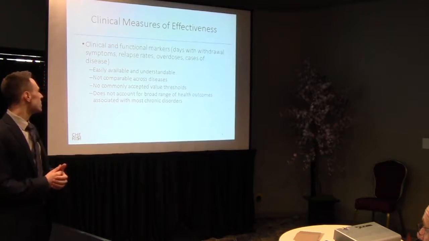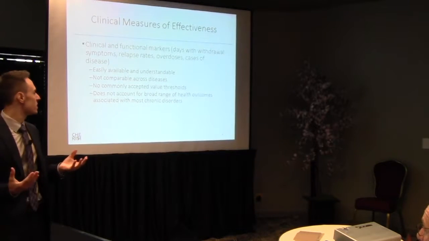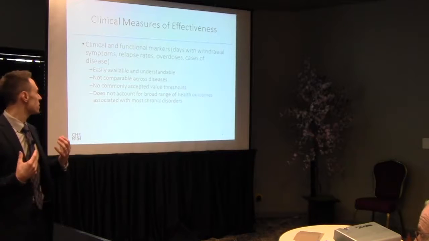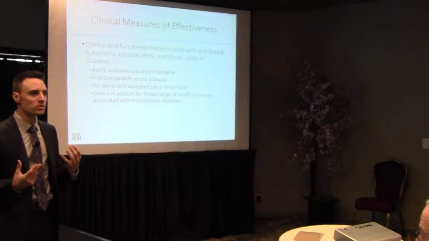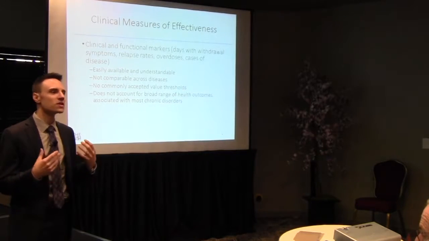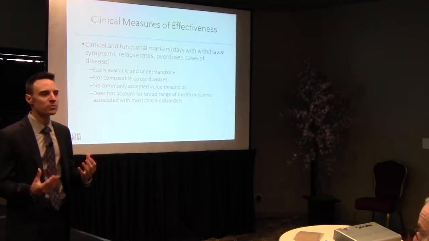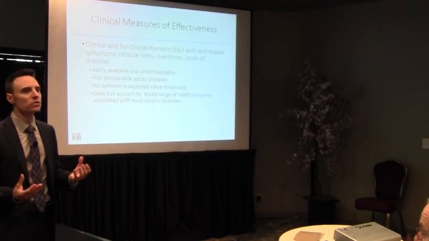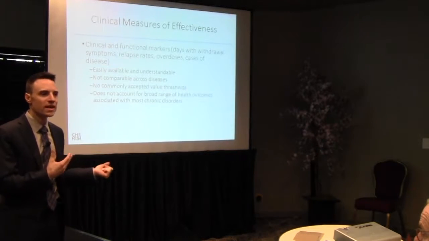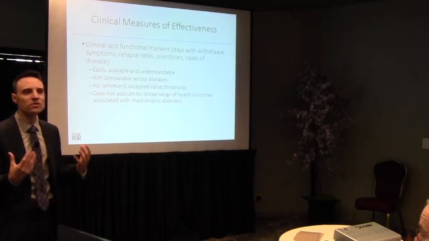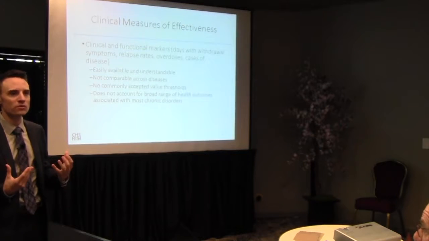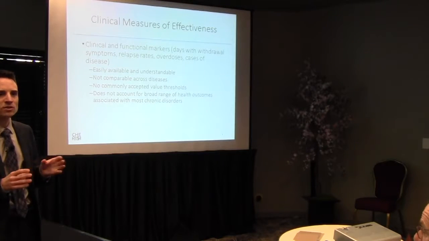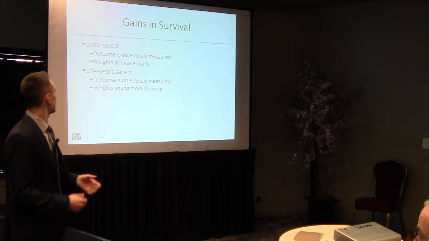The other thing is they do not necessarily account for the broad range of health outcomes that are associated with most chronic disorders. Okay, so when we're talking about something like substance use, for example, there's much more to individual well-being, of course, than just whether or not they're staying abstinent, right? We know that there's all these other things that we should be accounting for, and these clinical outcome measures are not going to do that by themselves.